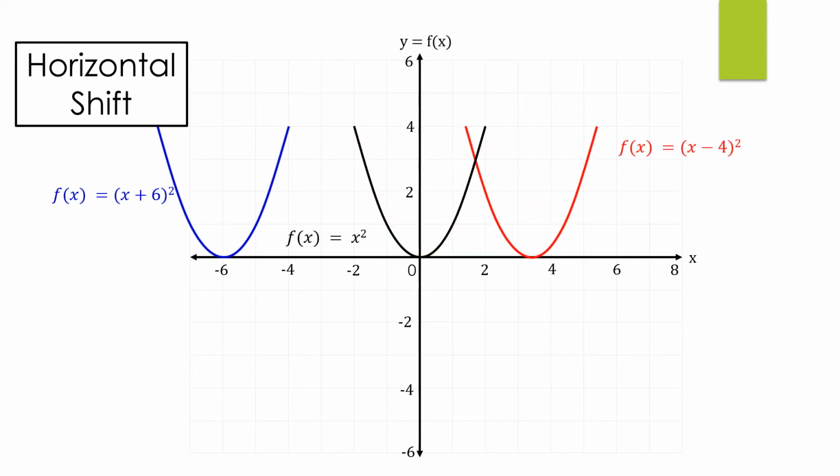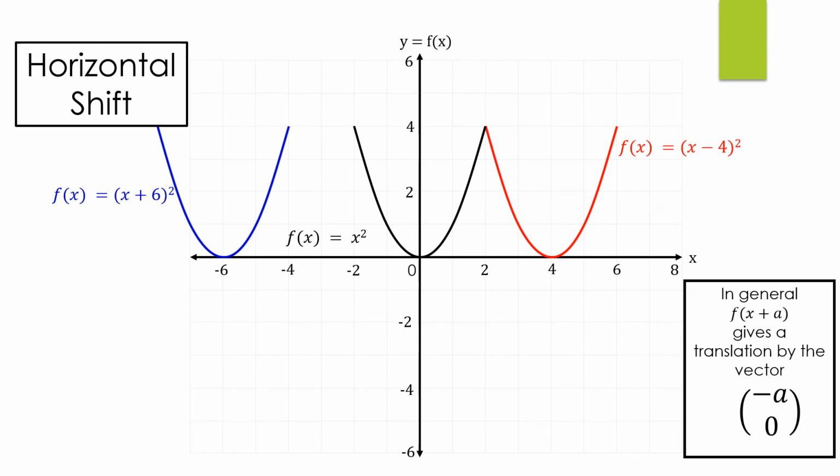If we look at f of x equals x minus 4 all squared, again, we're moving to the right this time, because x minus 4 equals 0, if we rearrange it, would give us x equals 4 as our coordinate. But our y coordinates have not changed. So our negative 1, 1 has gone to 3, 1, and our 0, 0 has gone to 4, 0, and our 1, 1 has gone to 5, 1. So in general, for f of x plus a, we get a translation by the vector negative a, 0, so it's going in the opposite direction horizontally, and 0 because there's no vertical shift.